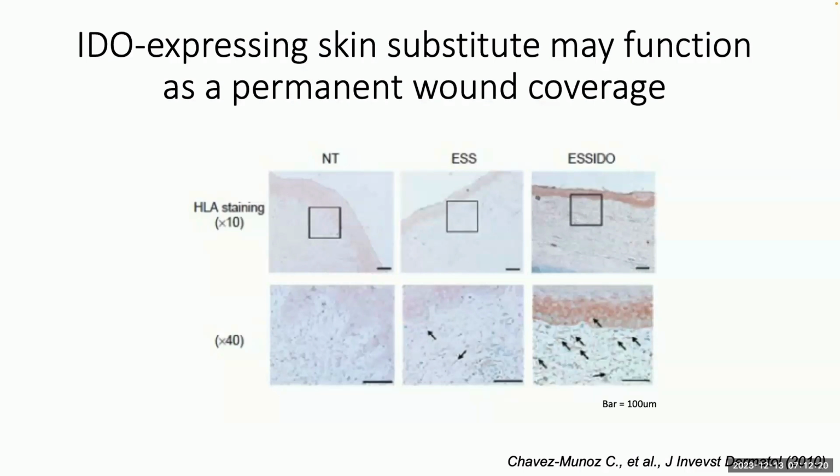So without any rejection, right? And the ones where I just put the graft without the IDO, the one in the middle, there's no graft anymore. Nothing is staining for that graft.